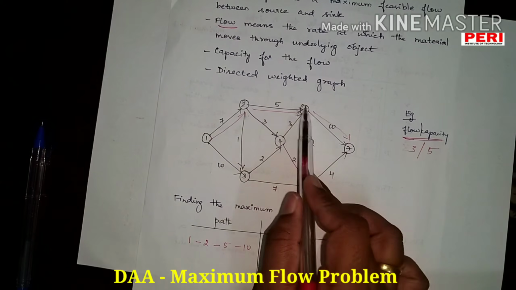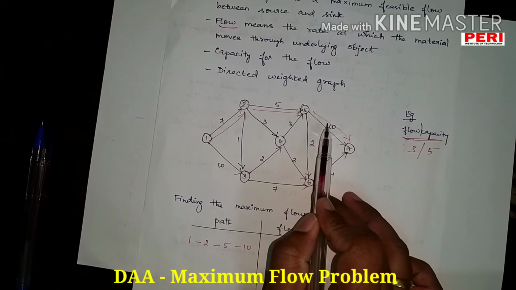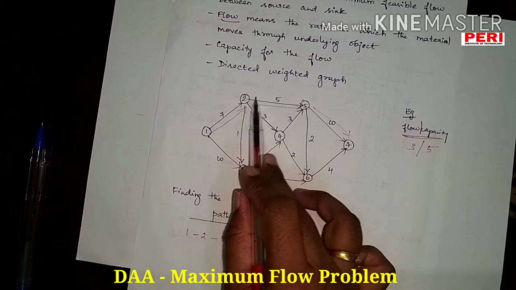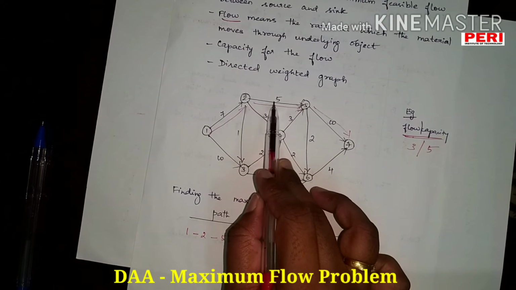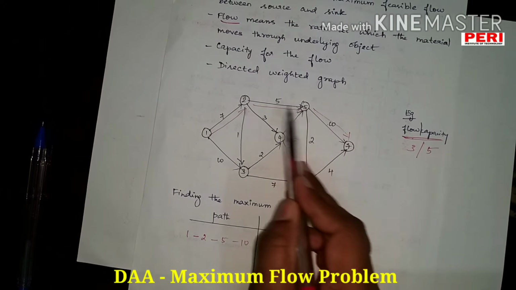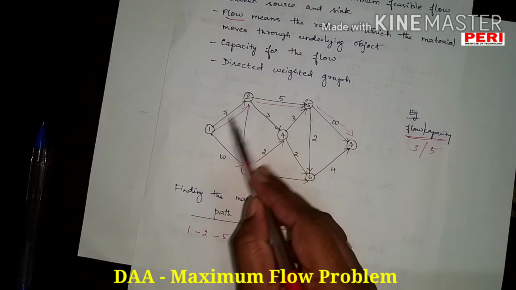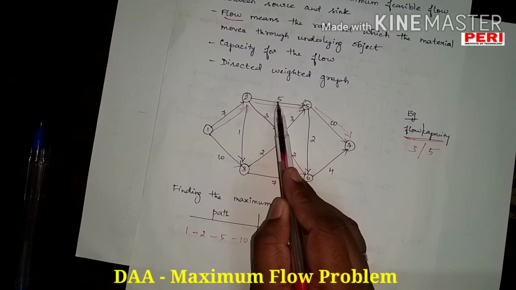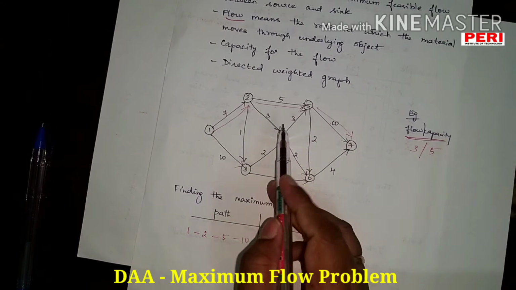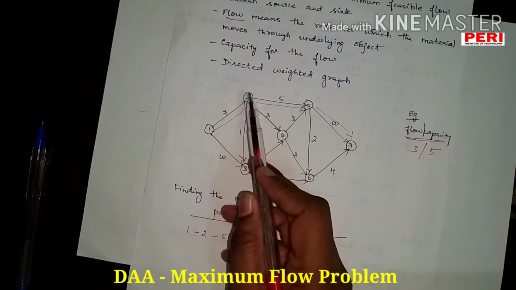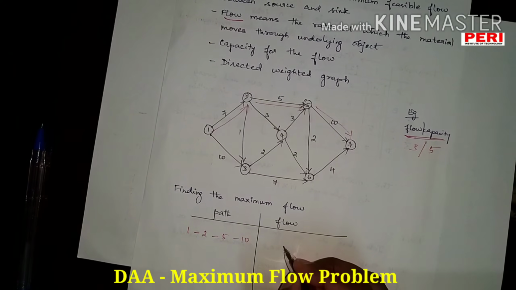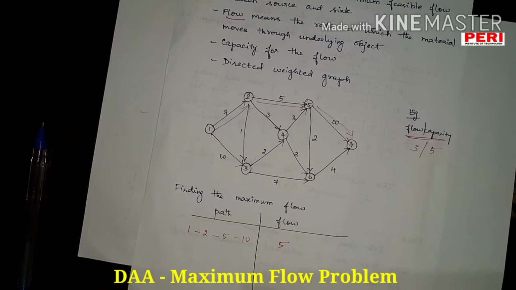So we have to check the minimum among these three. Among the capacities, 5 is the minimum, therefore I am going to take 5 liters to transmit from source to destination, which means 5 packets, for example, from source to destination. So the maximum flow for this path is 5.